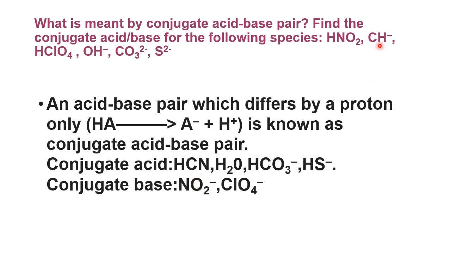HSCN wants just one proton to become SCN. OH minus wants one proton and becomes water. CO3 2 minus wants one proton and becomes HCO3 minus. Sulfide S2 minus, after adding one proton, becomes HS minus. So the proton acceptor and the proton donor are called a conjugate acid base pair. Please recall Lowry and Bronsted theory for this.